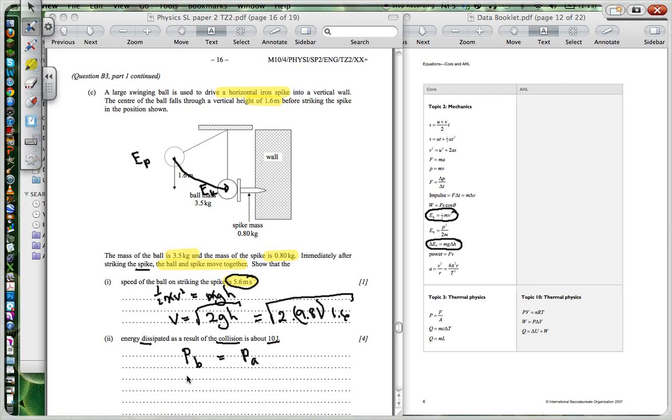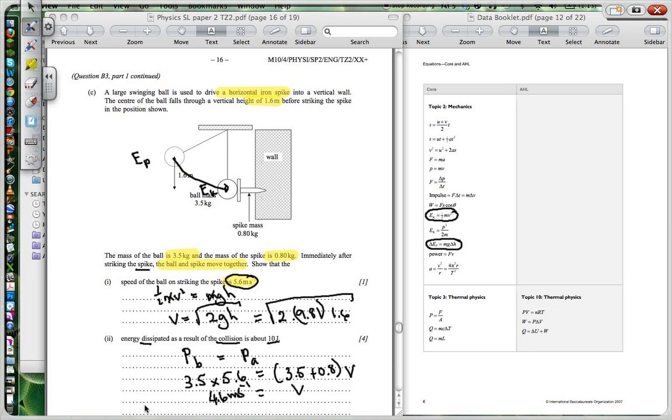So what was your momentum before striking? Well, it's going to be your m, 3.5 times your 5.6, and that's going to equal your momentum afterwards. Now they go off together, so that would be equal to, they're moving off as a system now, 3.5 plus 0.8 times your new velocity. And when we work that out, we find that this velocity equals about 4.6 meters per second to the negative 1.